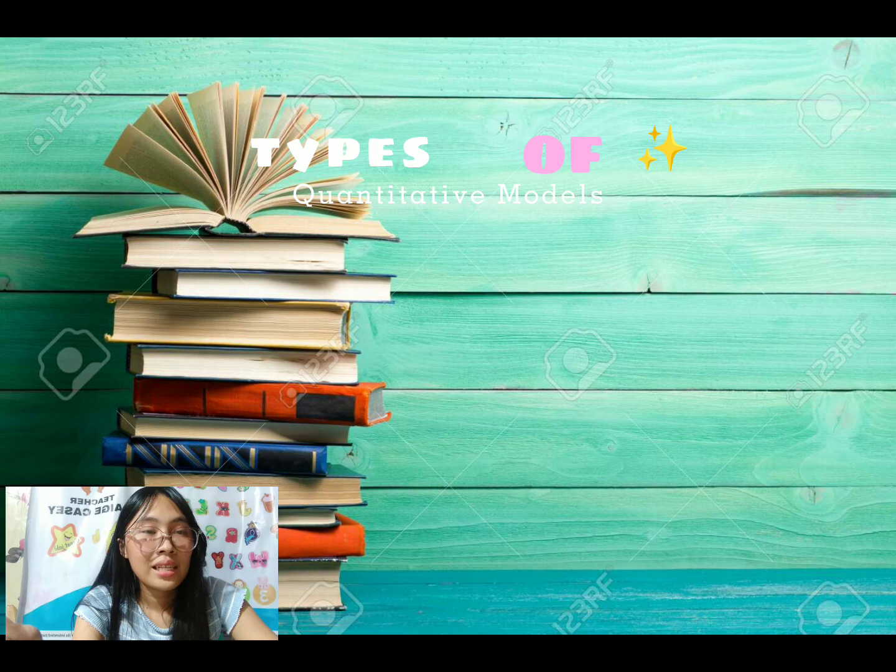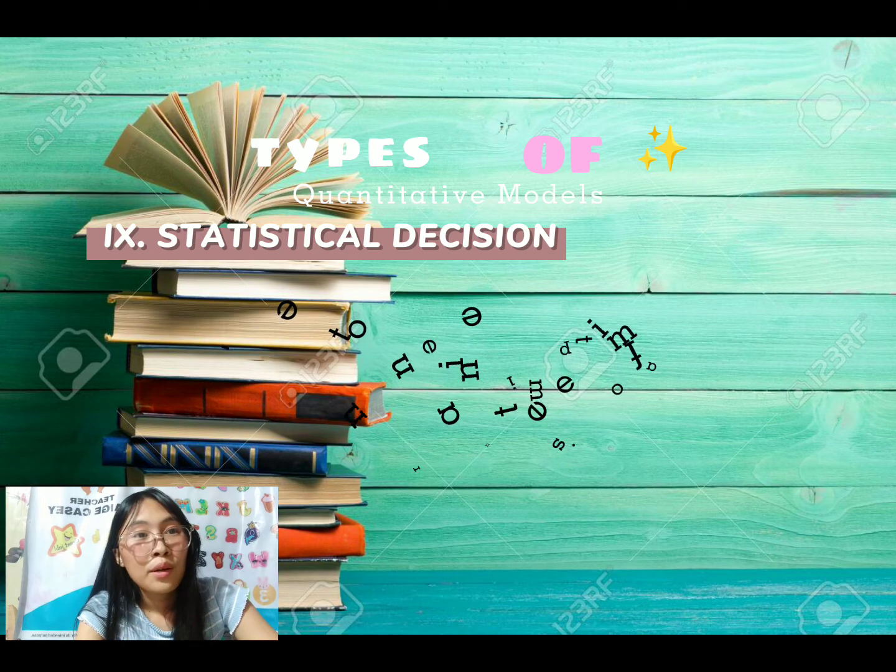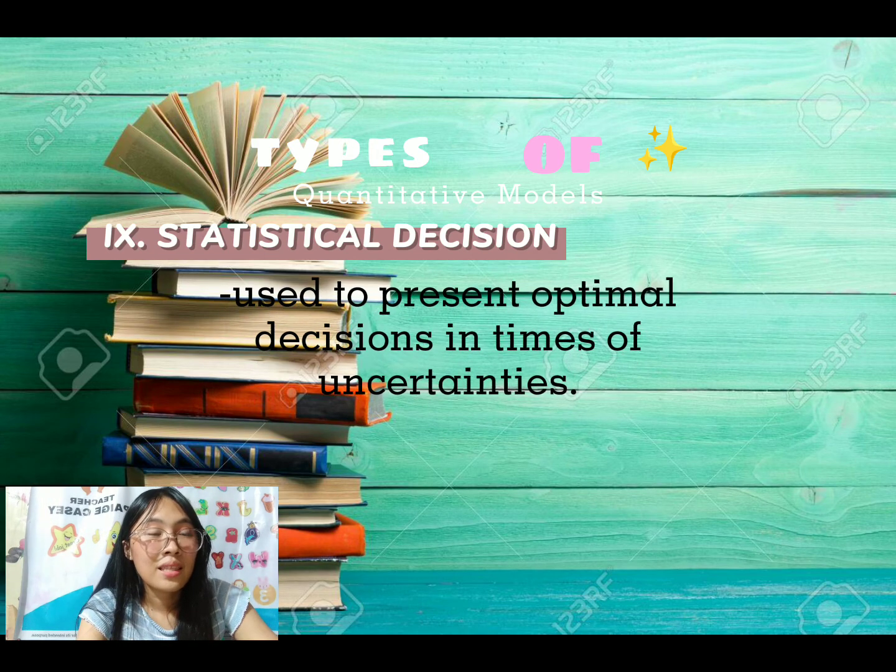Of course, finally, the last one is the statistical decision. This is also quite unique because this gives an optimal decision during times of uncertainty, especially when the company is going through dark times. This can also be useful because it sheds light by presenting thorough and processed data as well.